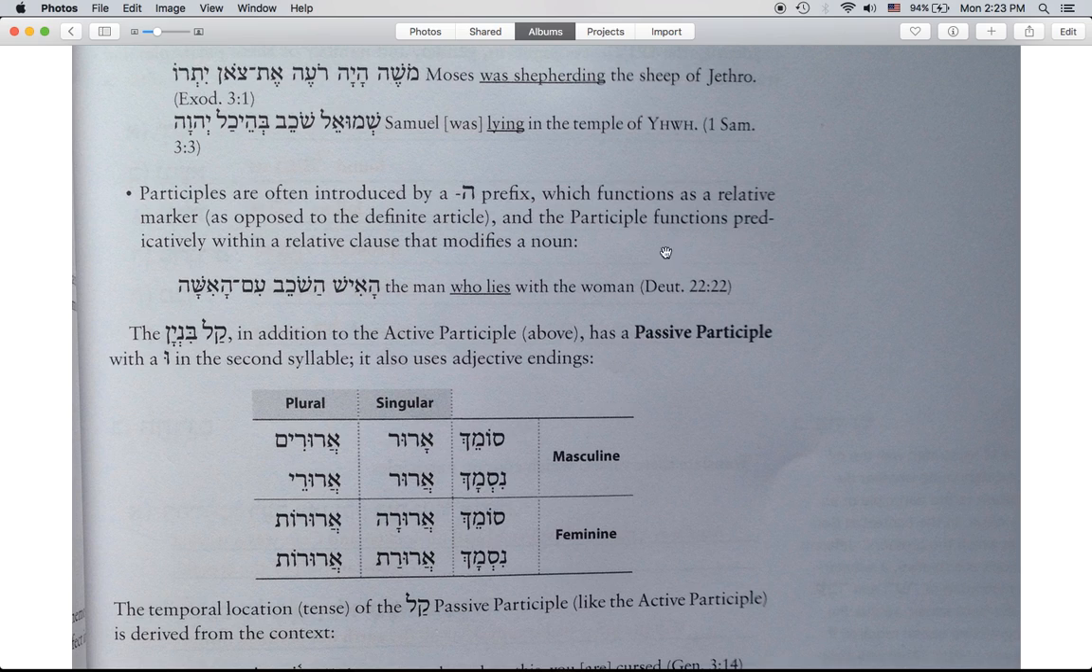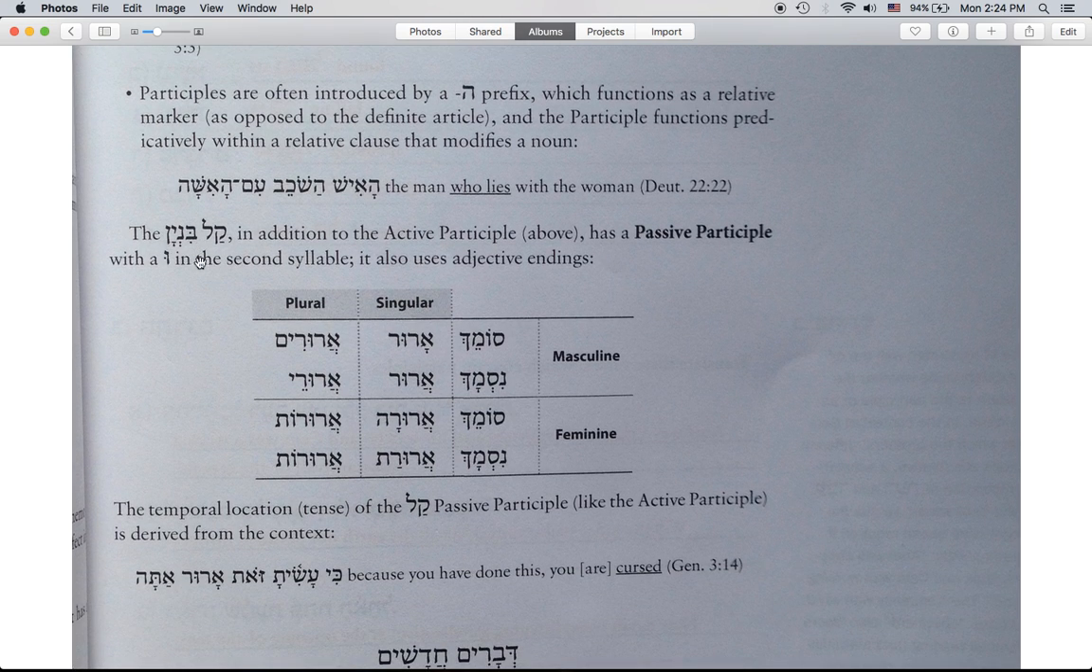The participle functions predicatively within a relative clause that modifies a noun. Here's an example, Deuteronomy 22:22, ha'ish hashochev im ha'isha. The man, the one who lies with the woman. So we learn more about the man from the participle, and we can translate the he here as who, the one who lies with the woman.